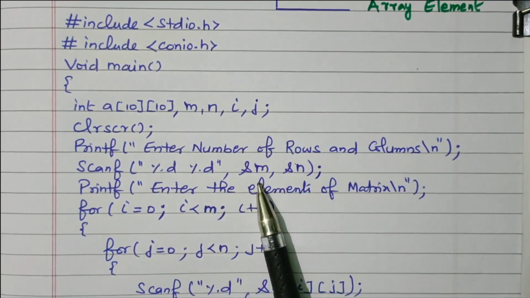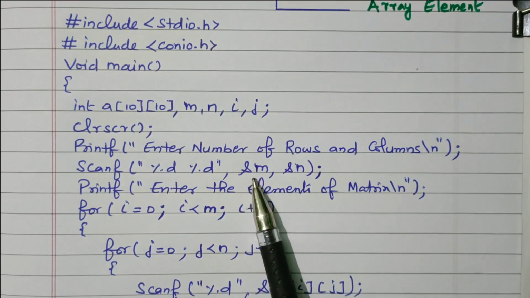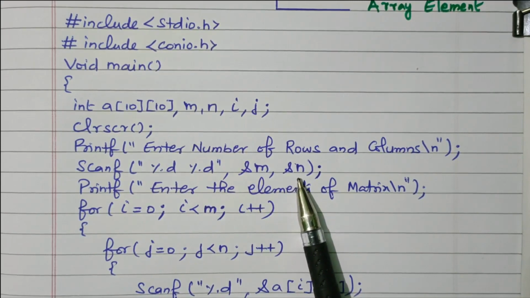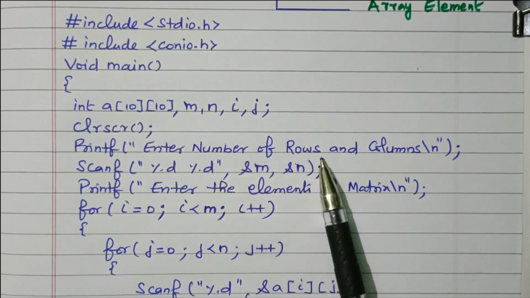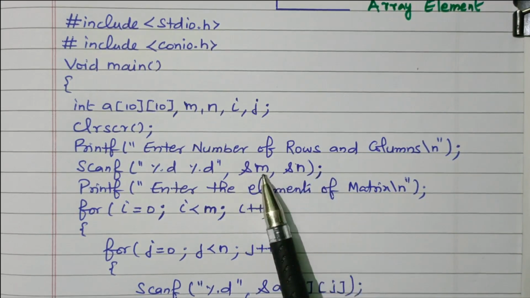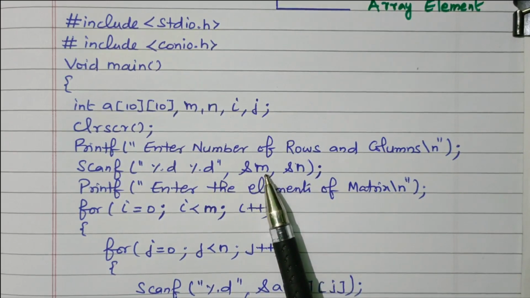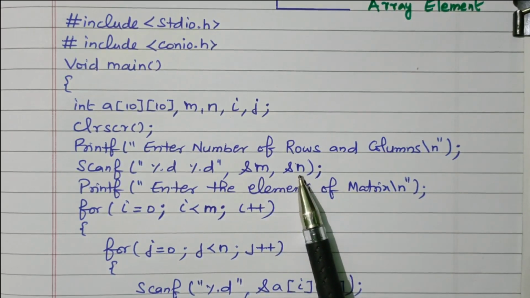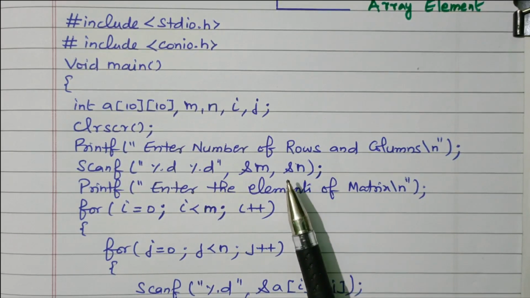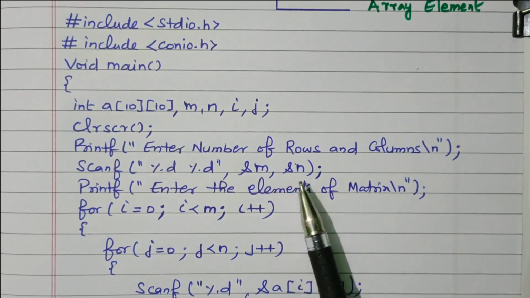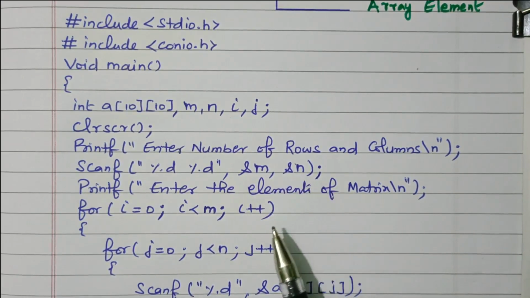The first one is the row size, which is stored in m, at the address of m, the memory location. And n indicates the number of columns, at the address of n. Now the user enters two values that are stored in m and n. Let us consider the user enters 3 for m and 3 for n, because we discussed earlier a 3 cross 3 matrix. So here also we assume m is 3 and n is 3.